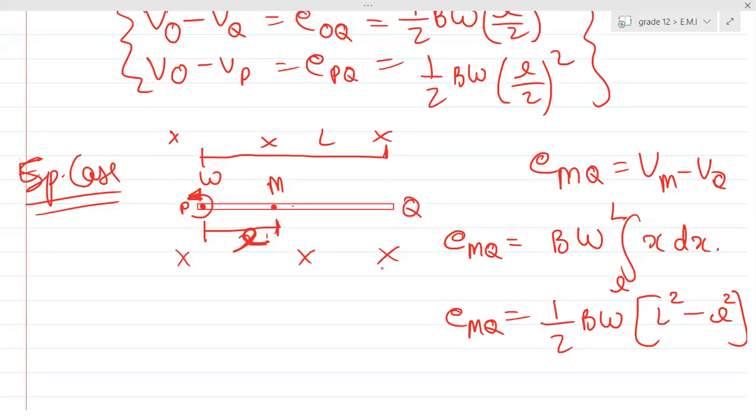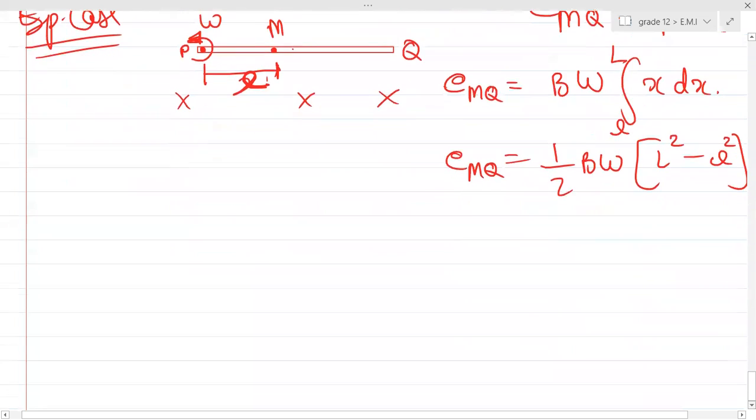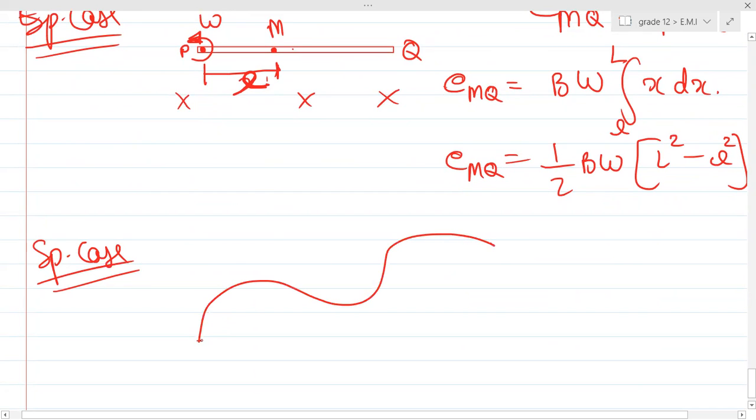Hello guys, done? Yes, sir. There is one more thing. Suppose the rod is not straight, what if it's a wire, a random shaped wire. Let's say the wire is like this. This is point P, this is point Q, and this wire is rotating with an angular velocity omega. Then what will be the EMF across P and Q?